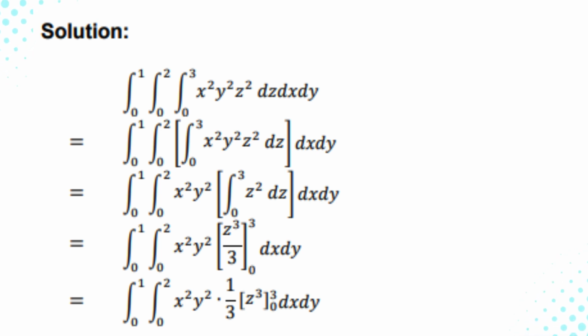The integral is rewritten by grouping the inner integral with respect to z. Since x squared and y squared are constant with respect to z, they are factored outside the z integral. The integral of z squared is z cubed over 3, evaluated from 0 to 3. Substituting the limits gives 3 cubed over 3. Put 1/3 outside, then evaluate z cubed from 0 to 3.